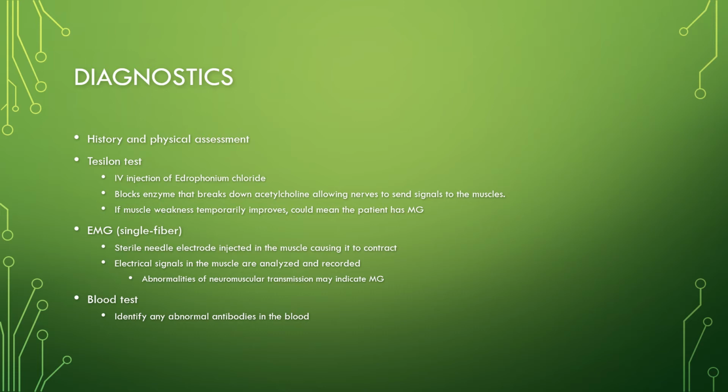An MG single fiber test can also be done to confirm diagnosis of MG. A sterile needle electrode is inserted in the muscle, which gently contracts. A recorded analysis is done of the electrical signals in that muscle. If there are abnormalities of neuromuscular transmission, this may indicate MG. Also, a blood test is done, which is looking for abnormal antibodies that we'll talk about in the next slide.